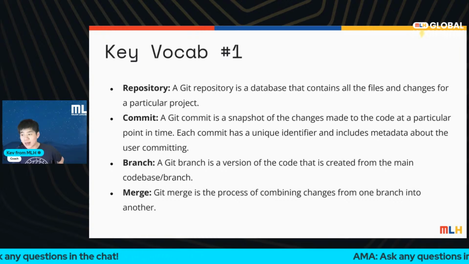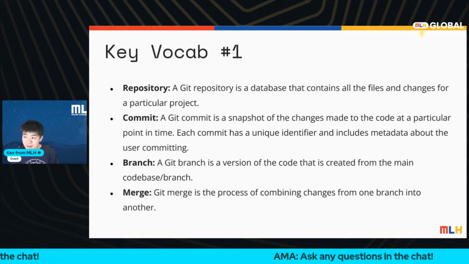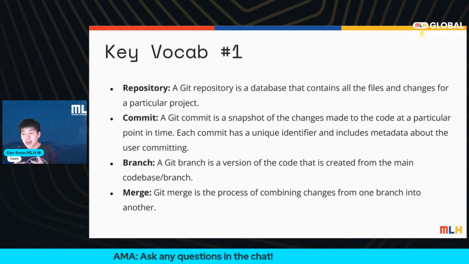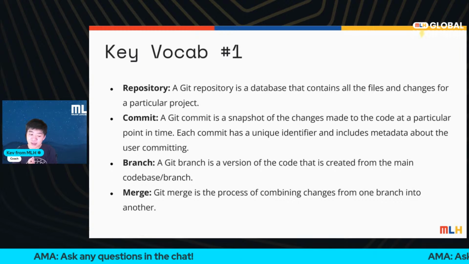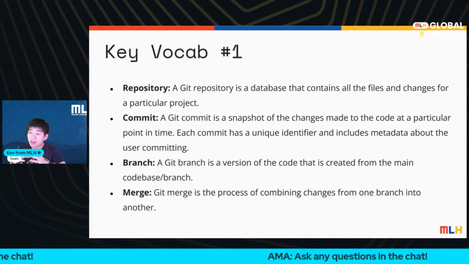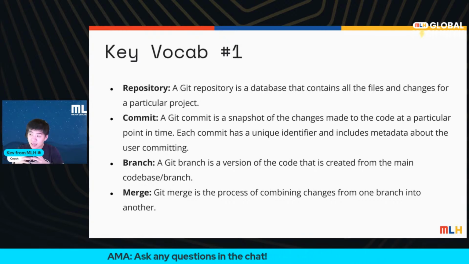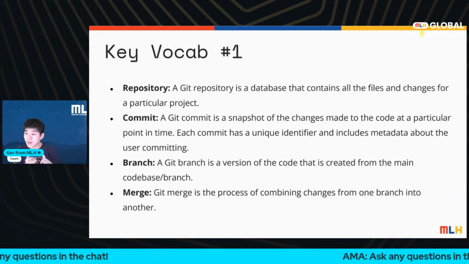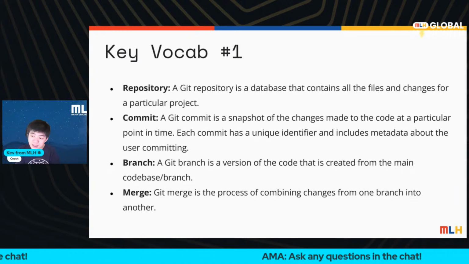Repository. What is a repository? A repository essentially is a database that contains all the files and changes to a particular project. In other words, you can think of a repository as an object that is managing your whole entire project. It's your Git instance that is looking at all the file changes, keeping track of your different commits and branches, merges, which we're going to go over in a second.